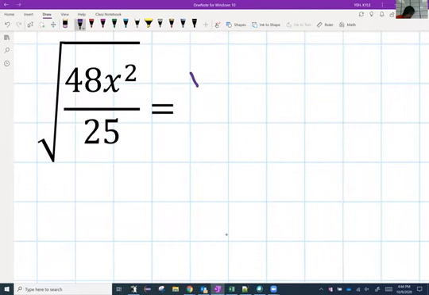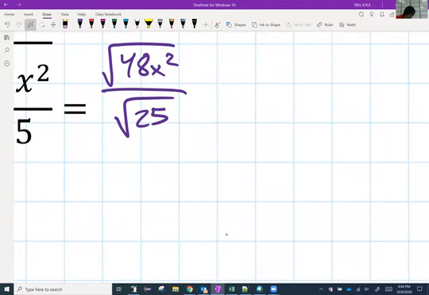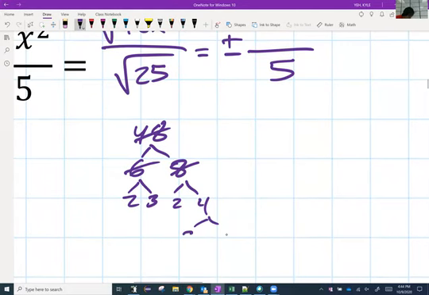Square root of 48x squared over square root of 25. Okay, so I know it'll be 5 on the bottom, plus or minus something over 5. 48, what does 48 break into? Well, 6 and 8 we could use. 2 and 3, 2 and 4, 2 and 2. We're just breaking them down until we get to primes.